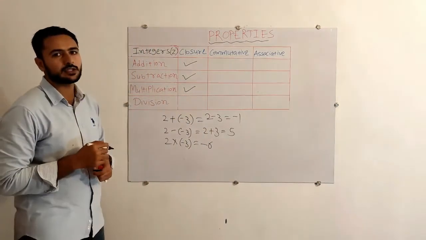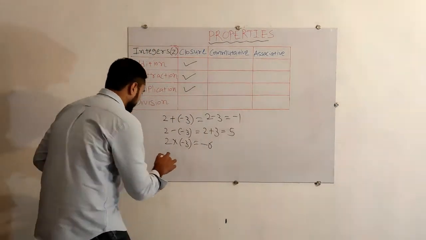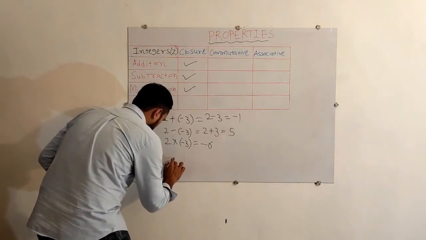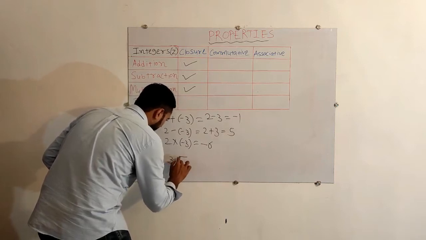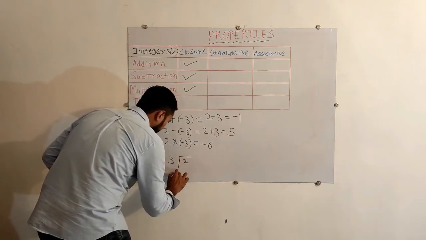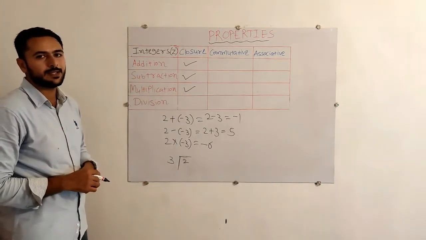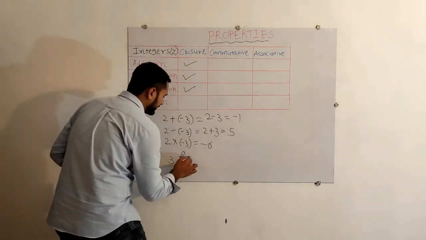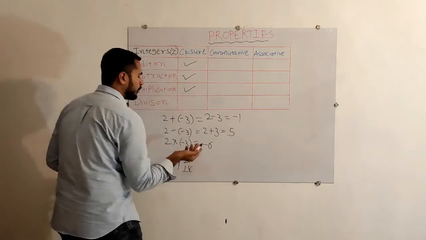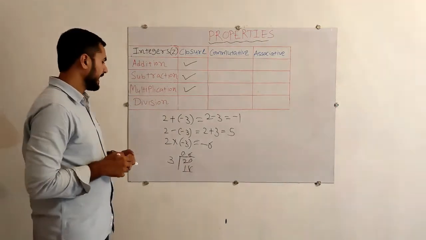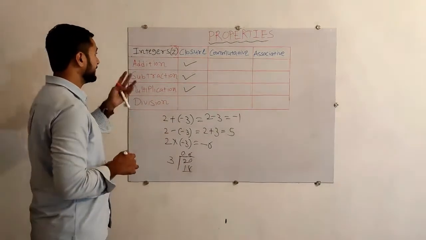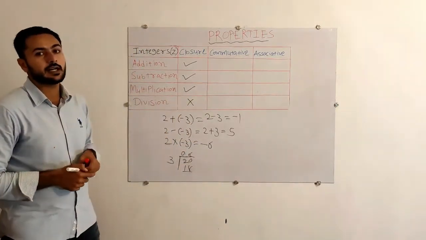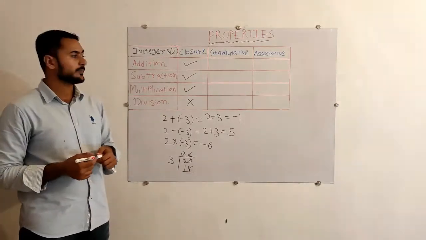And for division, let's check. Like 3 divided by 2. Okay, what will the answer be? We cannot do it like this. We need to take 0 and then a decimal, 3 6s are 18. It means 0.6 something, whatever. Whatever answer you get, that's a decimal. That's not an integer. It means no. Integers are not closed under division.